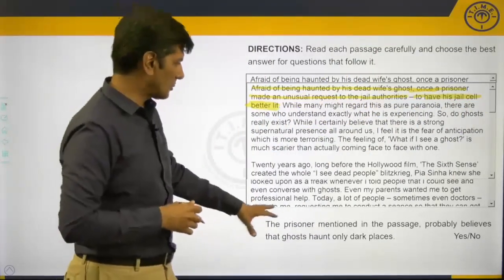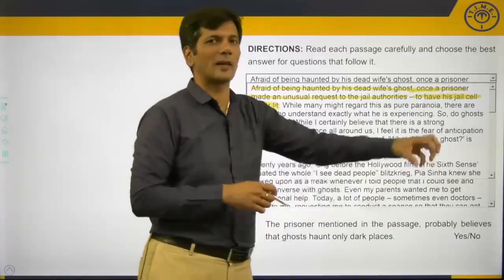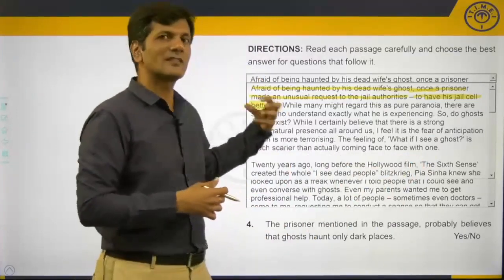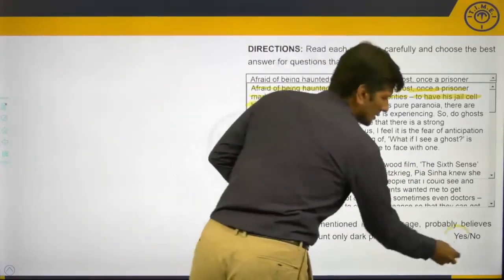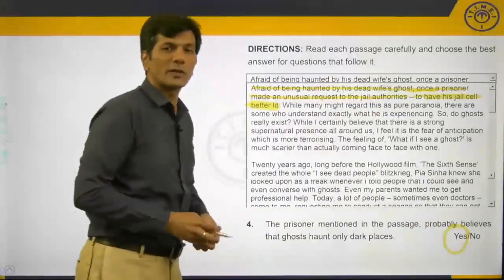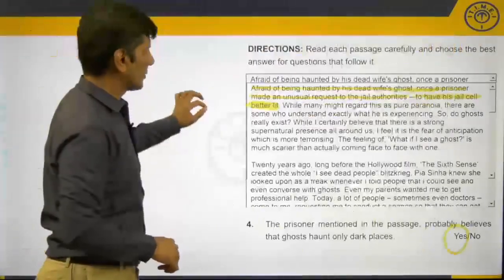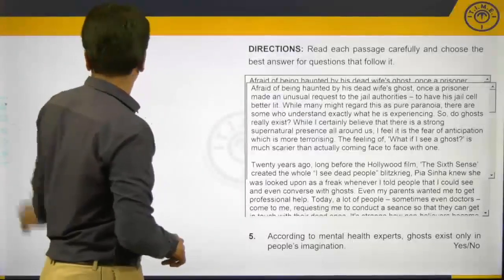So what was the question now? The prisoner mentioned in the passage probably believes that ghosts haunt only dark places. So the reason that he said he wanted his jail cell better lit is indicative of his belief that ghosts haunt dark places. So your answer to this question is a yes. Let's take a look at question number 5.